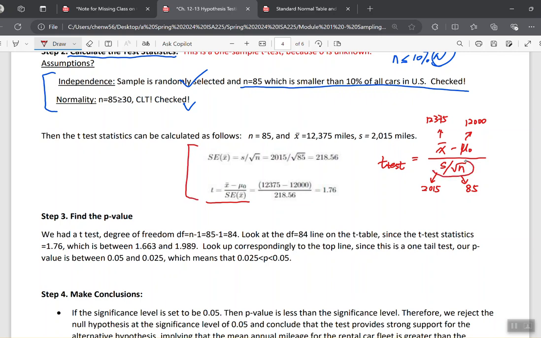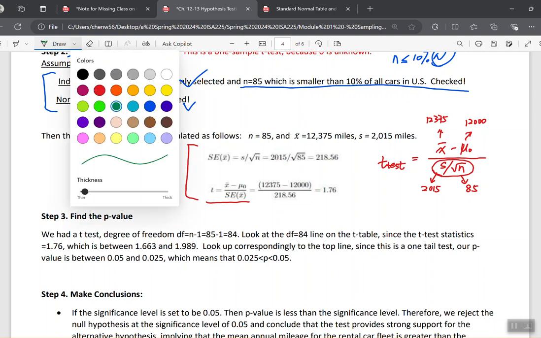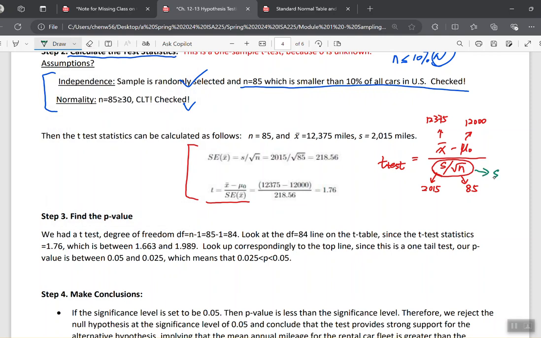I calculate the bottom first, S over square root of N. We call this part the standard error, right? Remember, the sigma over square root of N is called the standard deviation of the sampling distribution. But now, since the population standard deviation sigma is not given, the sigma is replaced by the sample standard deviation. So then S over square root of N is not called the standard deviation anymore. It is called standard error.